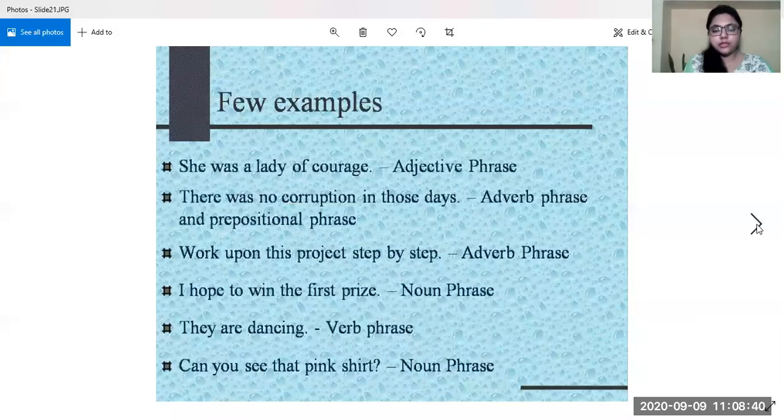Now we will look at a few examples in order to understand these types of phrases in a better way. She was a lady of courage. So what will be the phrase over here? A lady of courage, that means a courageous lady. So this is describing the subject, which is the pronoun she. So this becomes an adjective phrase.